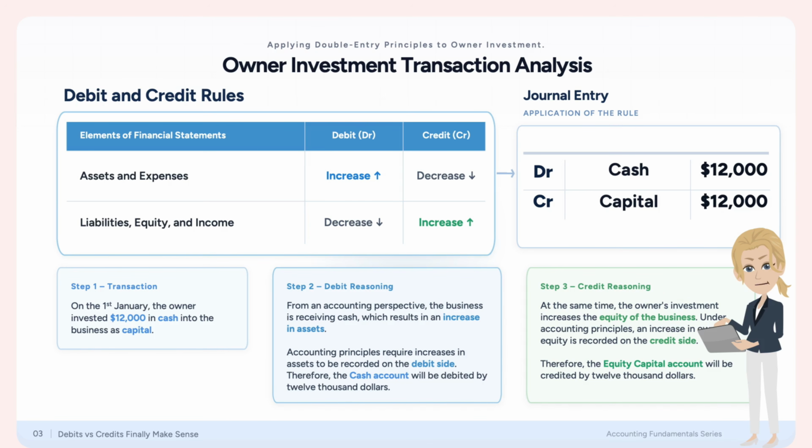This transaction demonstrates the dual effect principle of double entry bookkeeping. Every transaction affects at least 2 accounts, and total debits must always equal total credits. Now that you've seen how debits and credits are applied in a real transaction, you can begin to see the logic behind the double entry system.